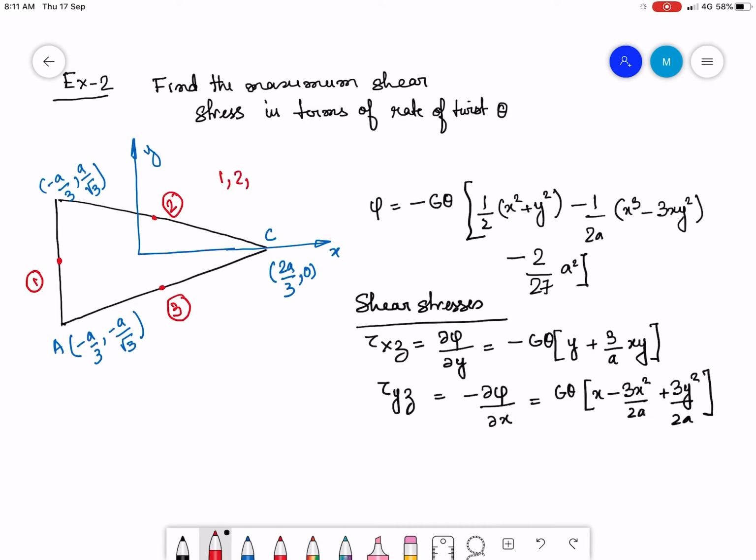So 1, 2, 3 is going to have the maximum slope in the membrane, and therefore maximum shear stress tau. So now that we know the position of the maximum shear stress, it is very easy to find out the value of the maximum shear stress. So let us do that.